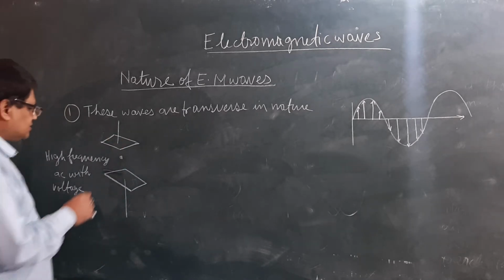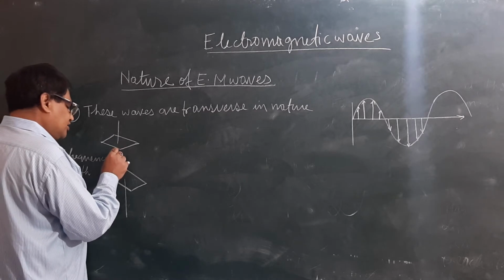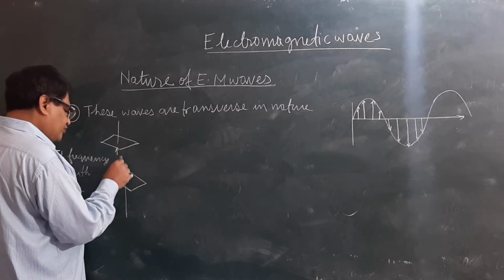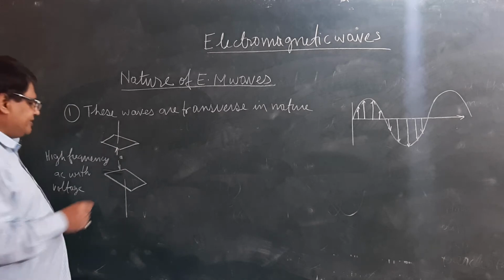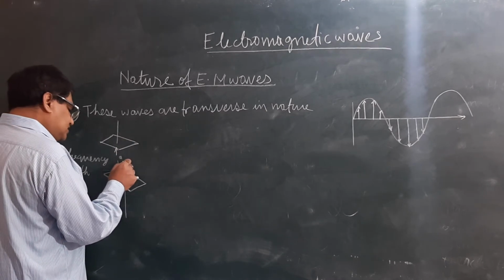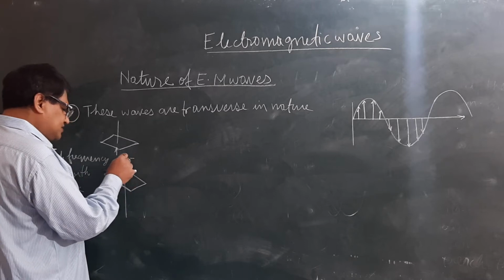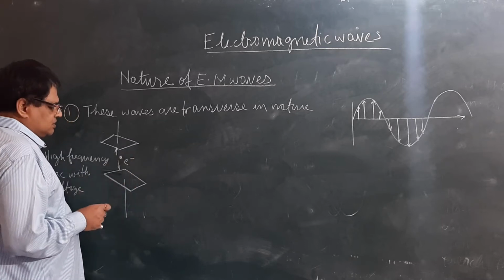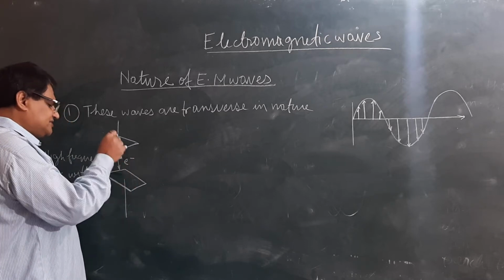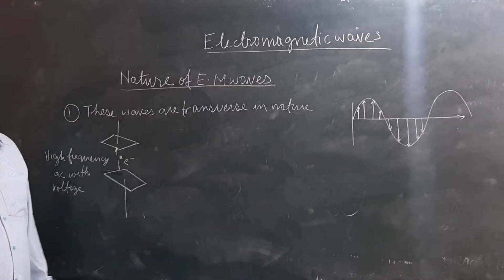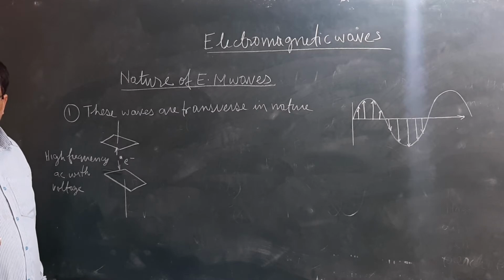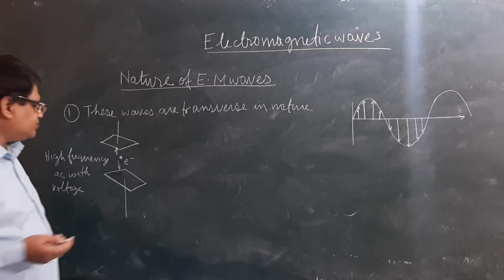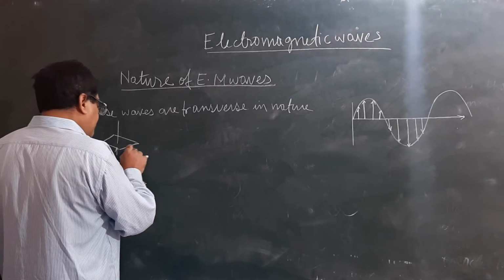So charge will start oscillating like this. It will move like this, come back here. It will start oscillating in simple harmonic motion. So when this charge, say it is an electron, oscillates, there will be a change in electric field. And whenever there is a change in electric field, a magnetic field is produced. So a magnetic field will be produced like this.